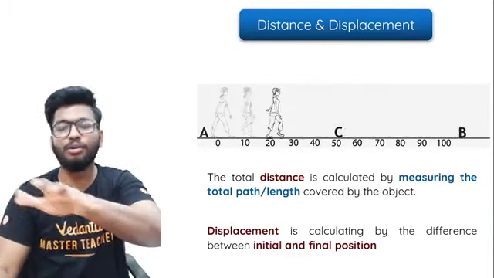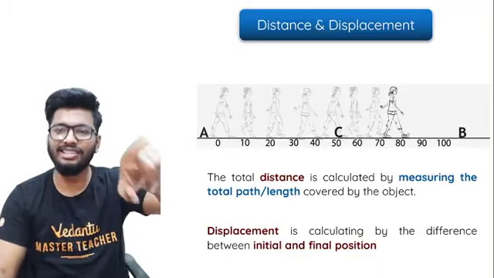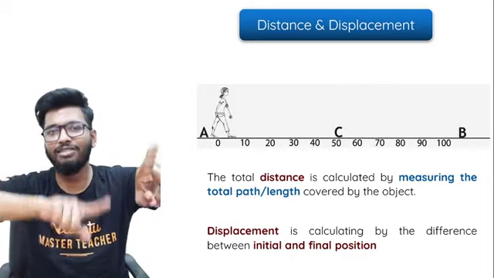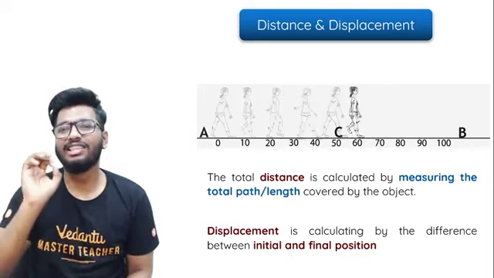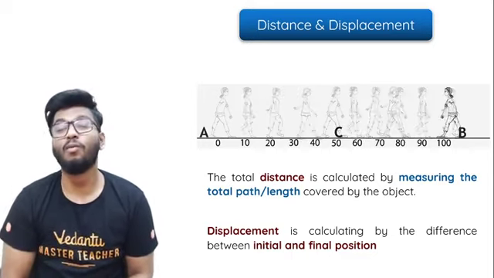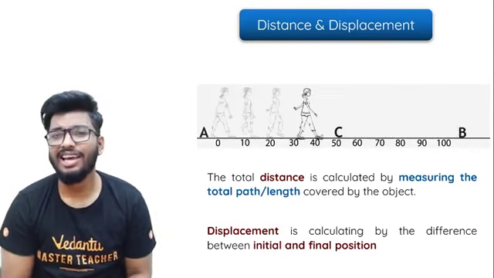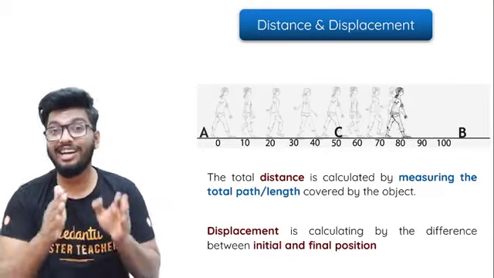So here, what will be the distance traveled? Distance will be... 0 to 100 he goes first, then again back to 50. So in total, he or she has traveled a distance of 150 meters. Let's take it as meters. So 150 meters is the distance traveled, because that is the total path taken.